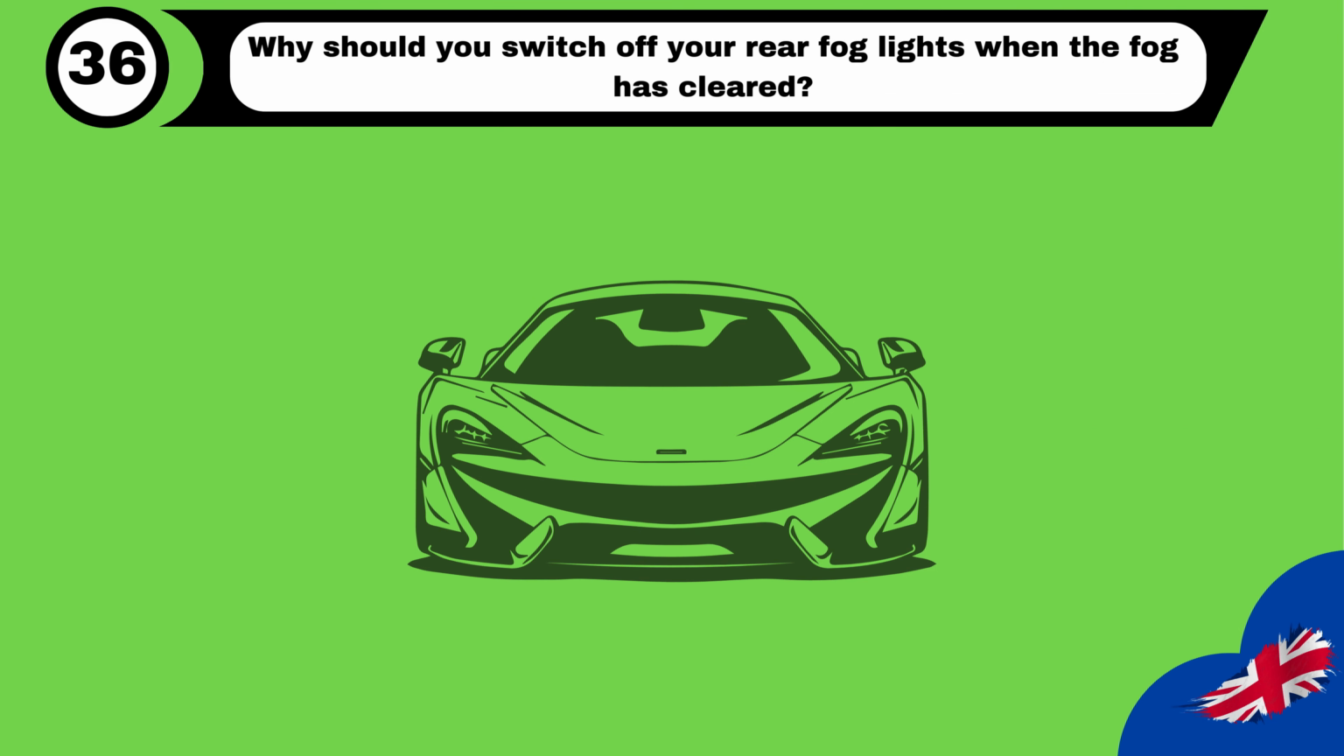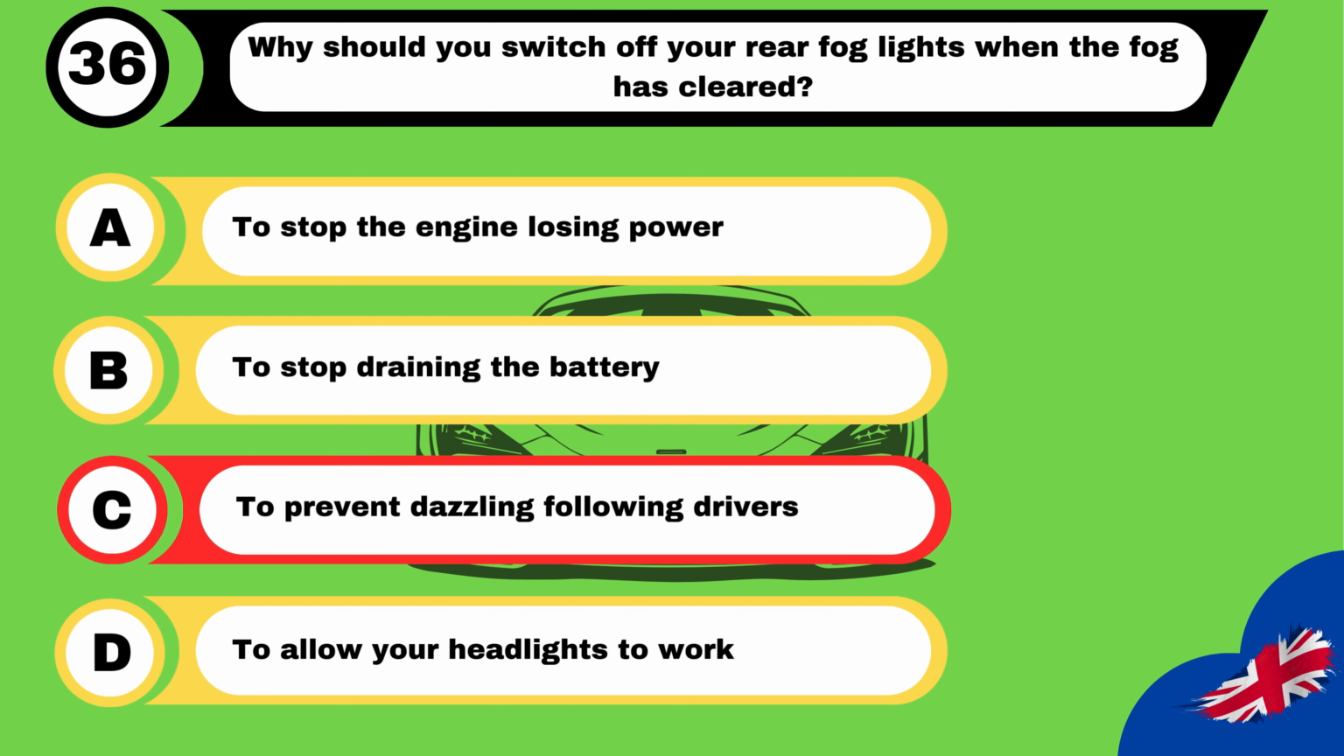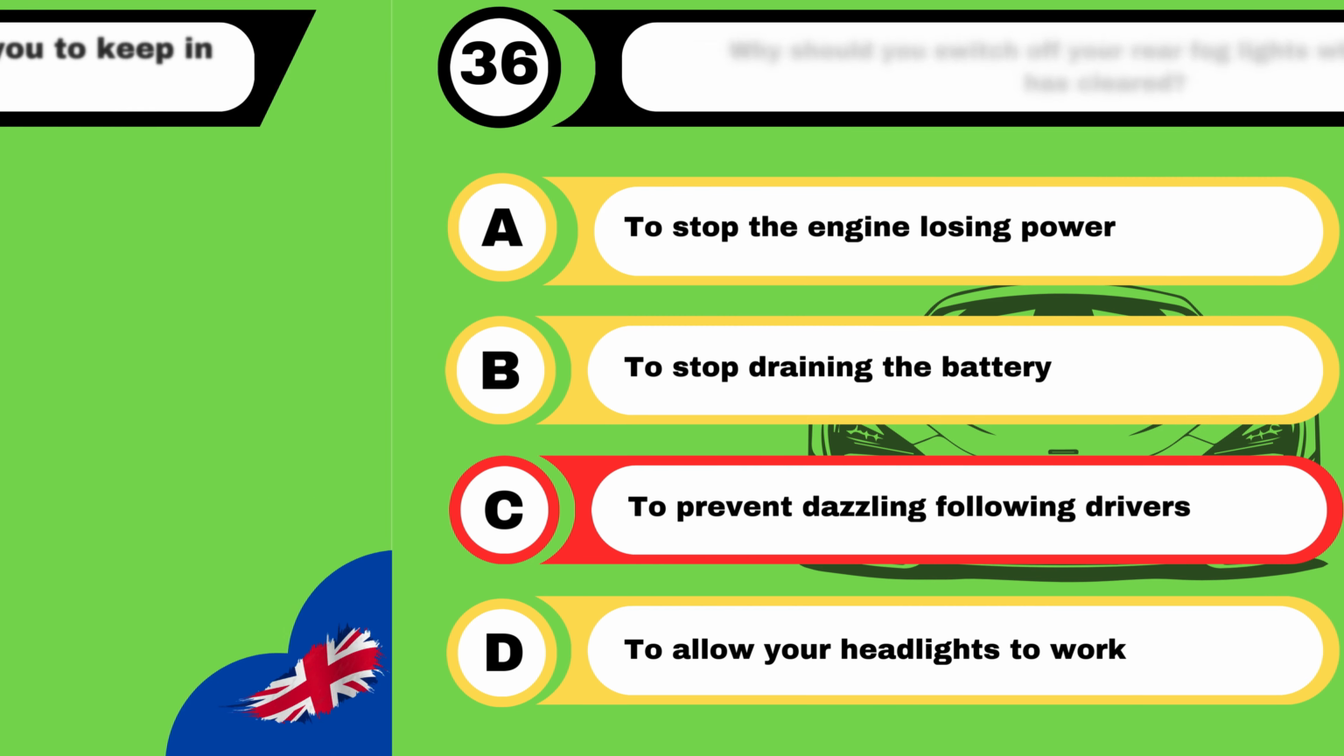Question 36. Why should you switch off your rear fog lights when the fog has cleared? A. To stop the engine losing power. B. To stop draining the battery. C. To prevent dazzling following drivers. D. To allow your headlights to work. The answer is C. To prevent dazzling following drivers.